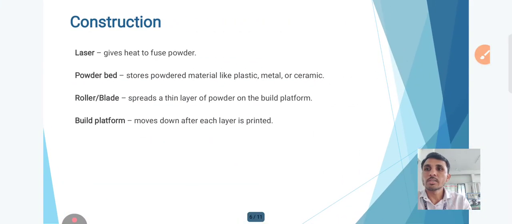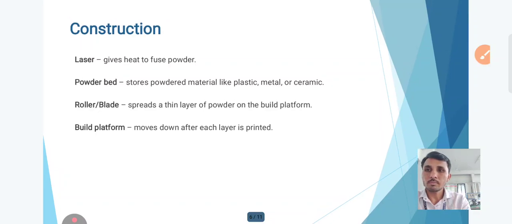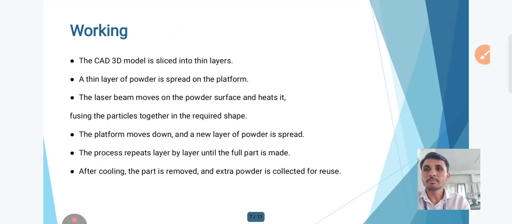Now we see the construction. Laser, it gives laser rays which heat and fuse the powder. Second one is powder bed, which stores powder material like plastic, metal and ceramic. Third one is roller, it spreads a thin layer of powder on the build platform. Next one is build platform where we print the object.